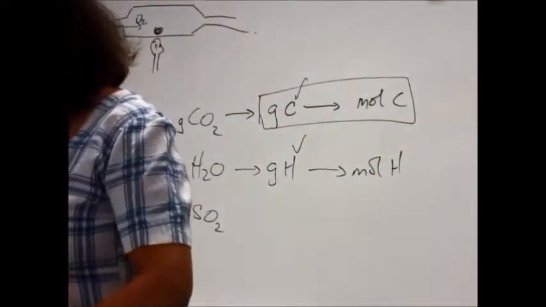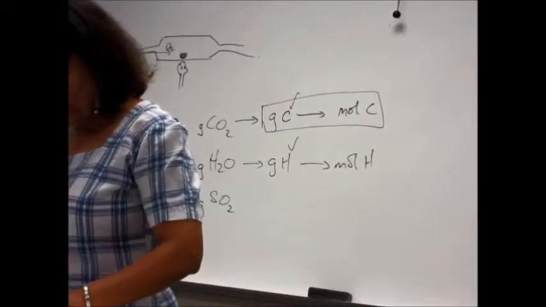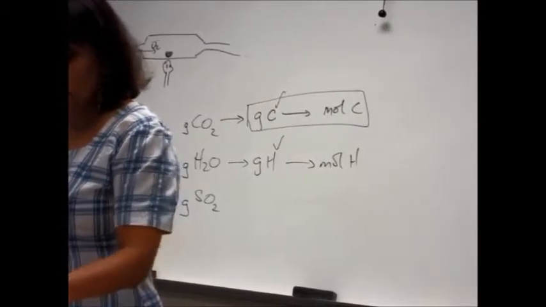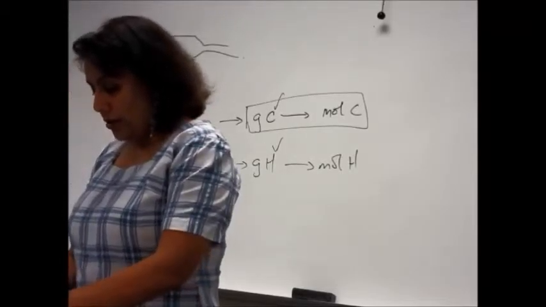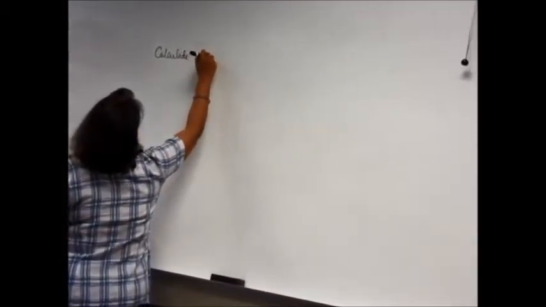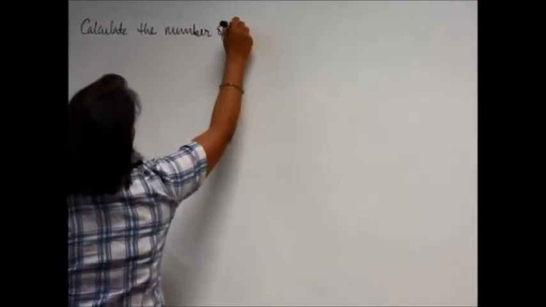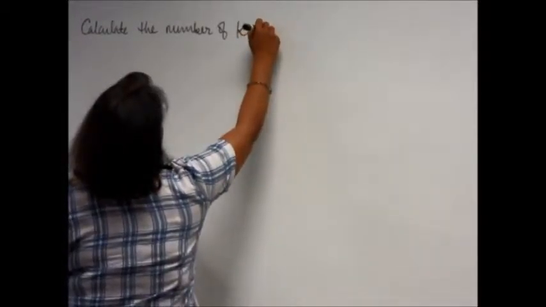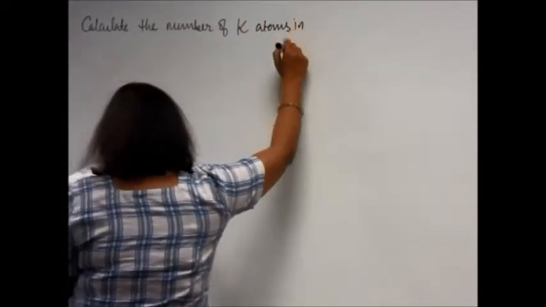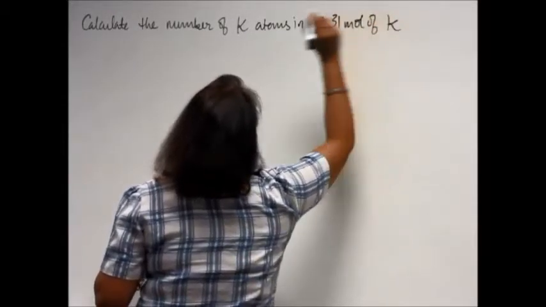Okay, so then let's go on to calculate a few things with moles. I want to do some conversions here with you. Calculate the number of potassium atoms in 7.31 moles of potassium.